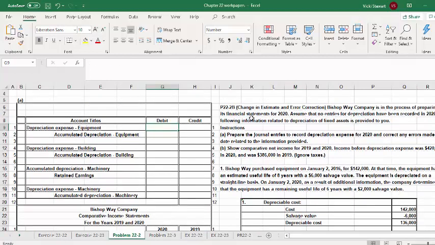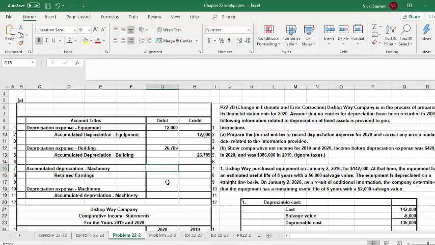For the depreciation expense for the equipment, we calculated that the amount for the equipment under the new remaining useful life and salvage value is $12,000 a year. So we would debit the depreciation expense equipment and credit accumulated depreciation equipment for that amount. For the building, under the straight line method, we calculated the depreciation expense at $26,789. So we would debit depreciation expense building and credit accumulated depreciation building for that amount.